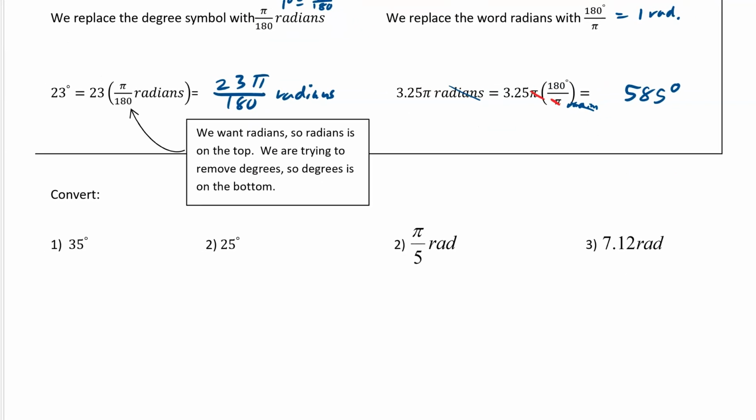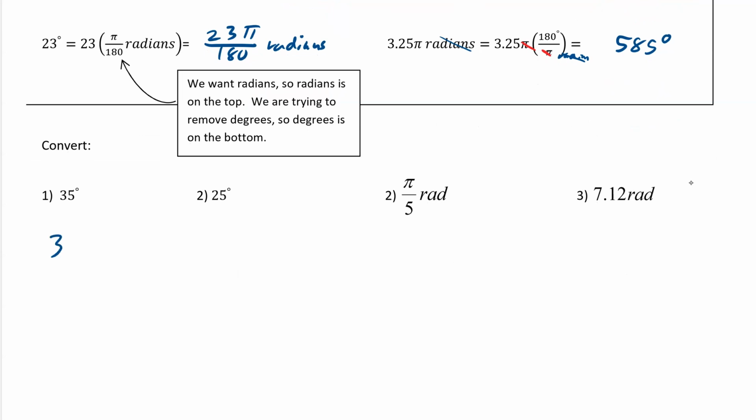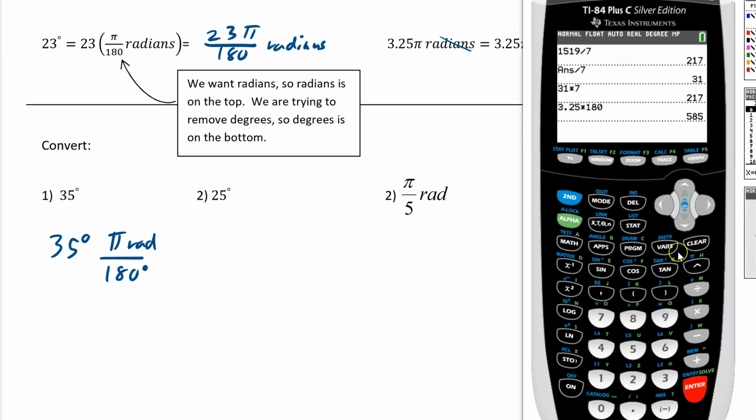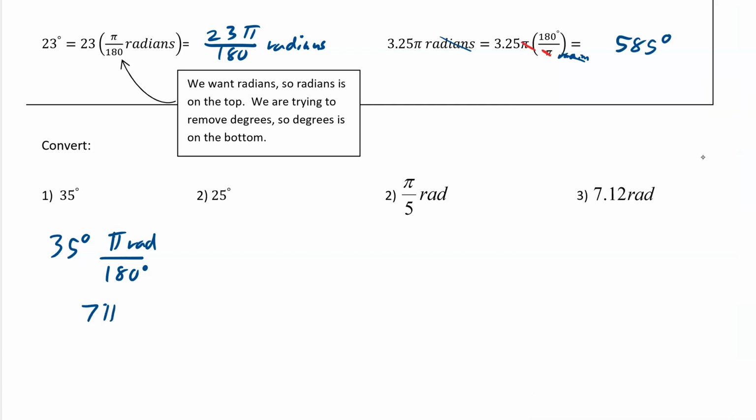All right, so let's try some. So we're going to convert 35 degrees. So again, we want to put degrees on the bottom and then pi radians on the top. And this would still work with using 2 pi and 360, but we're going to keep it the way it is. And then we take 35 and 180. So we go alpha y, that gives us our fraction, 35 over 180, and it'll simplify our fraction for us to 7 over 36. So this is 7 pi over 36.